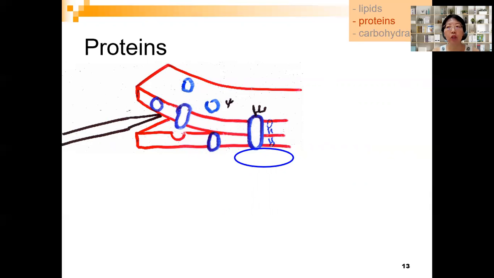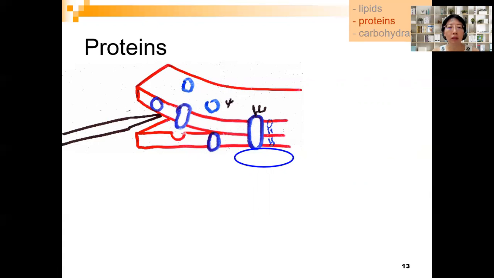From this experiment, it's shown that the distribution of the proteins in the membrane is not symmetrical for the upper and the lower layer. It is not symmetrical. Sometimes the upper layer has protein, the lower layer doesn't have.